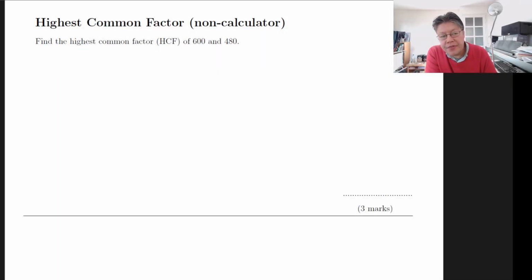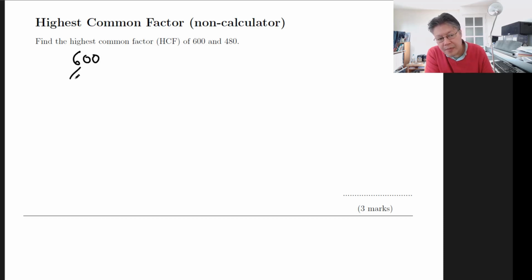Okay, so in this video we're going to do highest common factor, and we'll be using the factor tree method for this. So the question is, find the highest common factor, the HCF, of 600 and 480, and this is for 3 marks, and this can be higher paper and foundation paper. So we'll begin by doing the factor tree of 600 first of all.